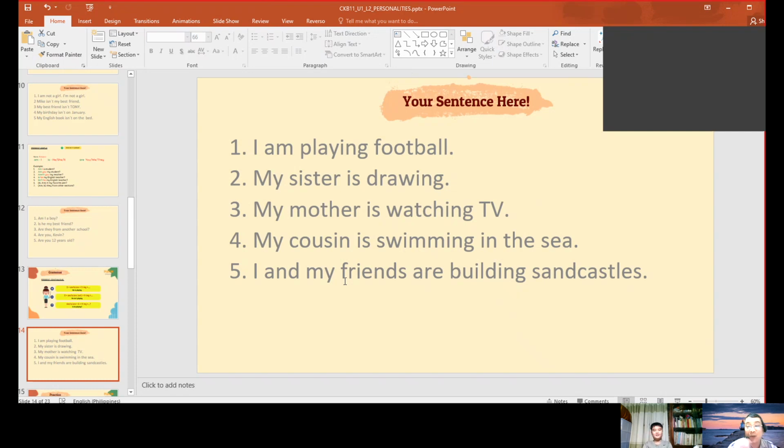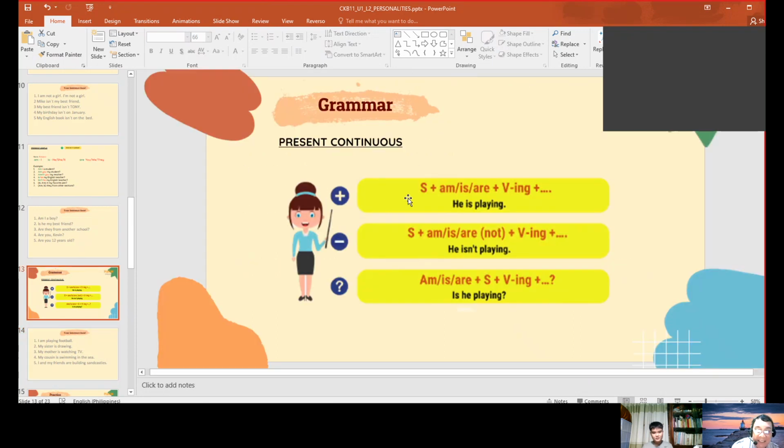Still you can use my friends and I are building sandcastles. So you can also use that one. Yes. Okay. Because it's better. But you can also use this: I and my friends are building sandcastles. So that would also be correct. But of course, we just have to put an S in here because we use R in here, okay? So do you have questions with that? No. Very good. So I hope you understood already the positive one.